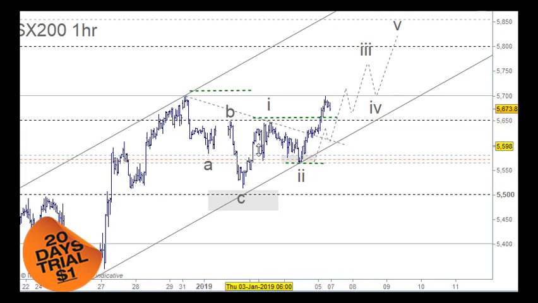We also looked at this being an A, a B and a C wave here, and a move just above here would confirm that. So that has been confirmed, and on that confirmation, that does send us long at this point.